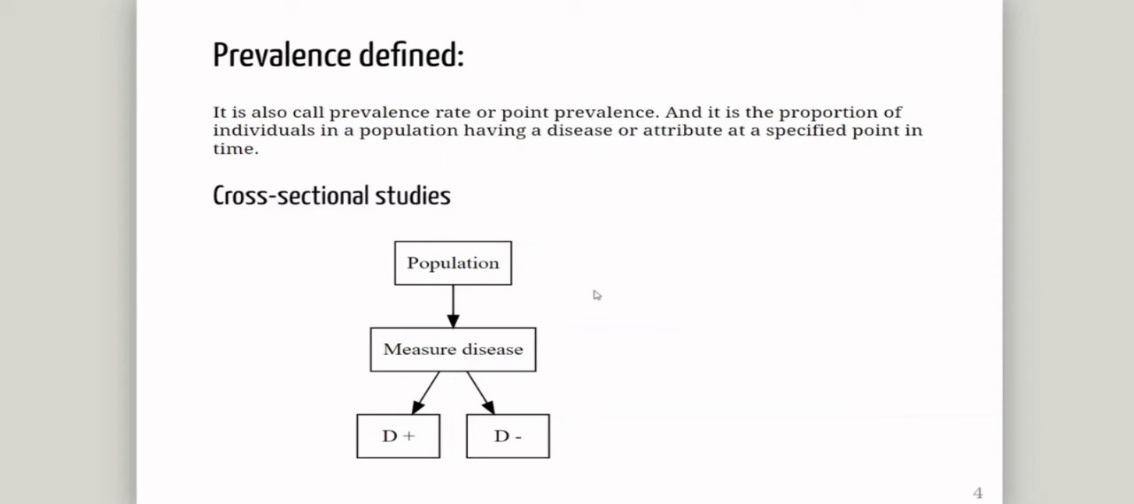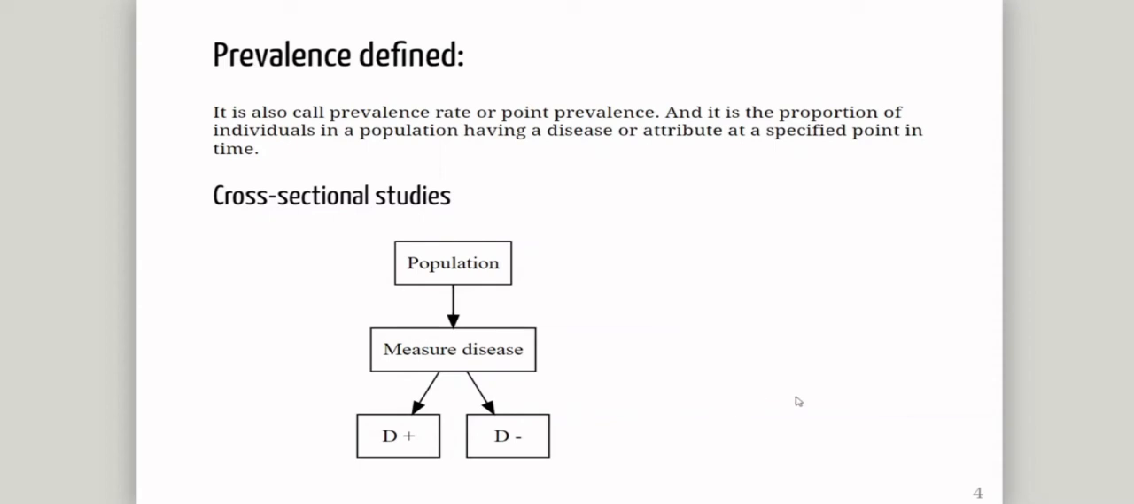In a cross-sectional study, you have a population of interest. You are interested in that population to determine a certain disease or characteristic. And then you measure that characteristic or disease. What you do is you register the cases of diseased individuals and the non-diseased individuals. They can be people, they can be animals, they can even be plants.